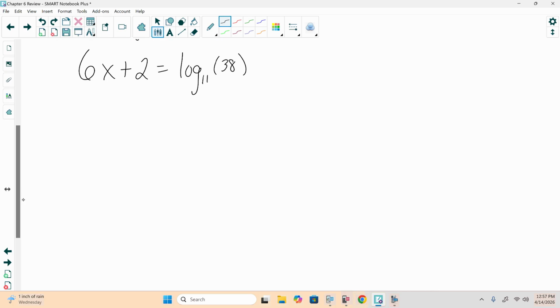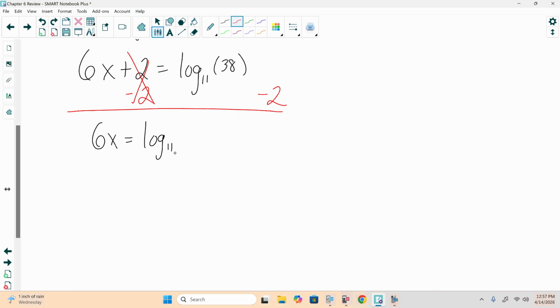Now we need to get x by itself. Because we don't have an x squared term, we're not going to get it equal to 0. We're just going to move everything over to the other side. So the first thing we'll need to do is subtract 2, telling us that 6x is equal to log base 11 of 38 minus 2. We're not going to subtract the 38 by the 2 because the 38 is inside the log and the 2 is outside.